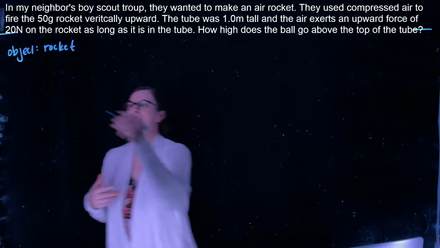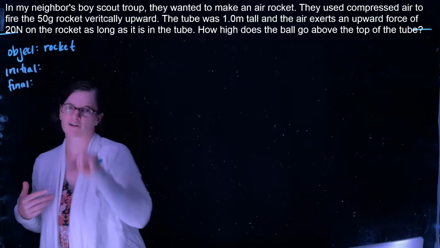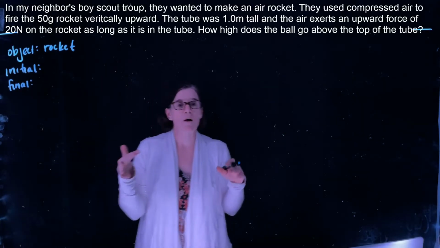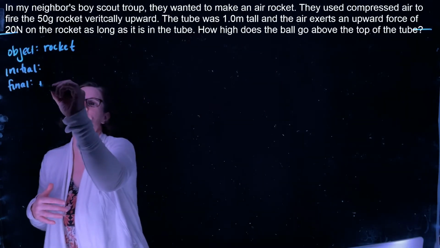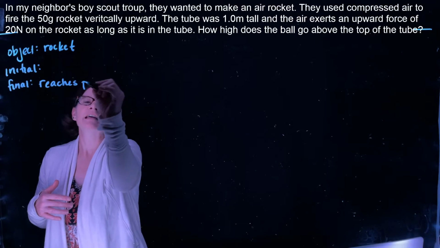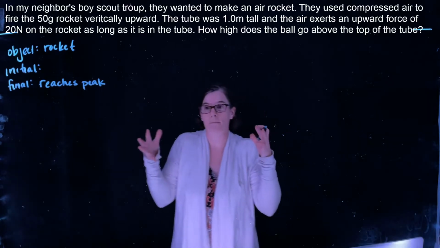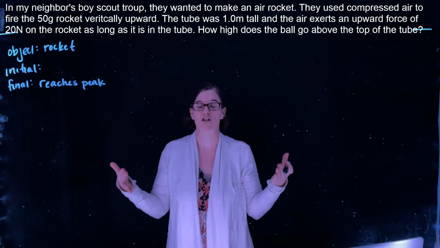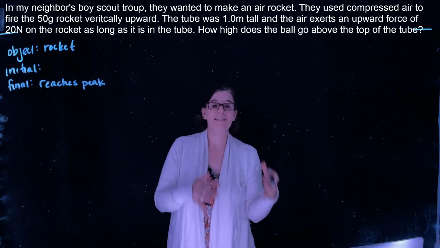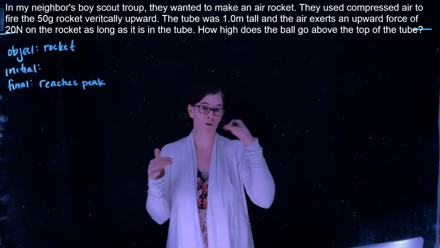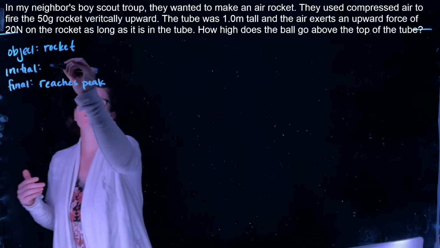We want to define the initial. So when do we start caring about the motion, and when do we stop caring about the motion? So we are interested in how high it goes. So we know that we care when it stops, when it reaches the peak. And whenever we're doing kinematics, we want to remember that that is an assumption of constant acceleration. So that means we are really interested in that kinematics problem once it leaves the tube, in order for us to assess how high it's going to go. Once it's in free fall, only under the influence of gravity. So the initial is when it leaves the tube.